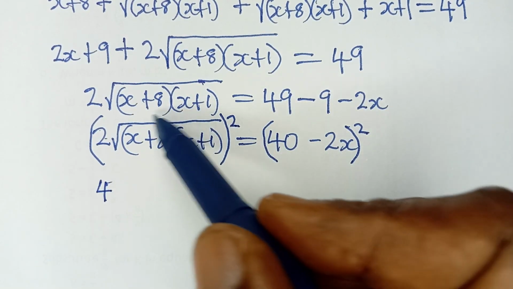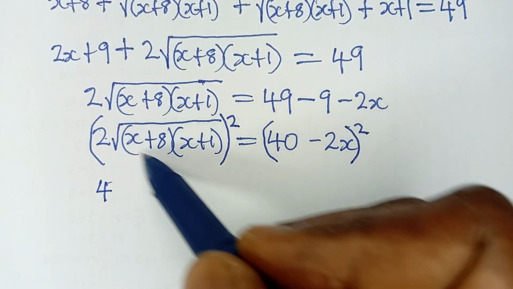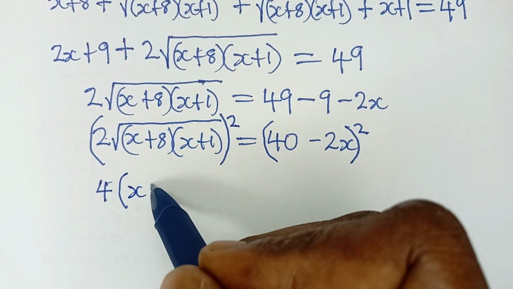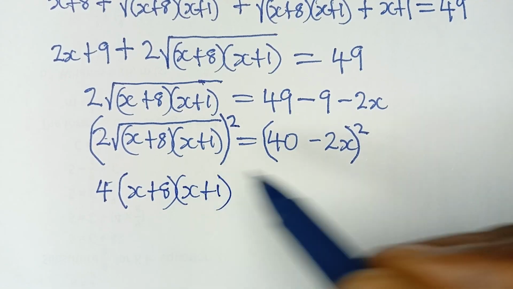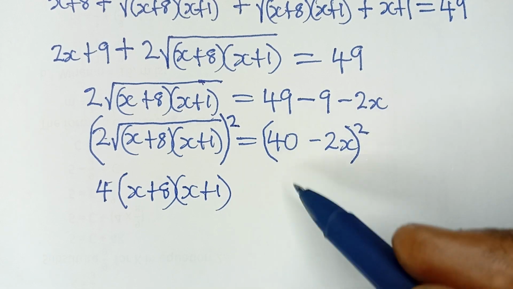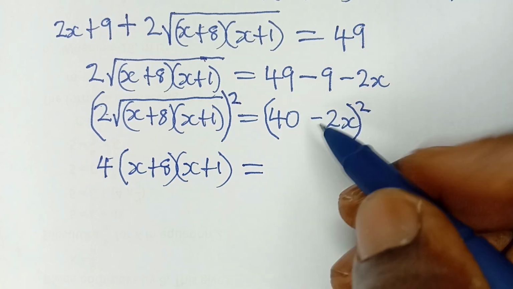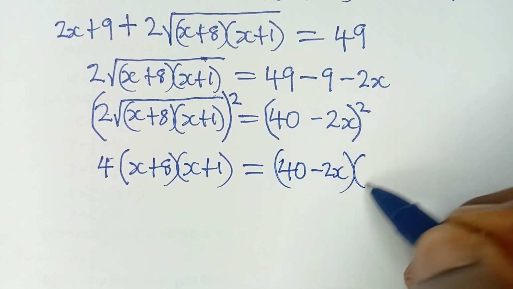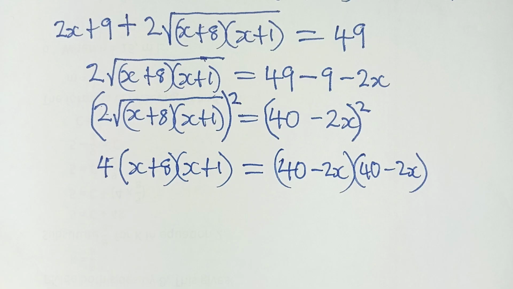And then this square also affects the term that I have here. So when this term in the root sign is squared, it simply gives me what is inside the root sign, and that is x plus 8 and then x plus 1. So this square takes care of the root sign, and I simply take what is inside the root sign. And that will be equal to, now we square the right hand side. So this right hand side is the same thing as 40 minus 2x multiplied by itself, 40 minus 2x. So that is what the square implies there.